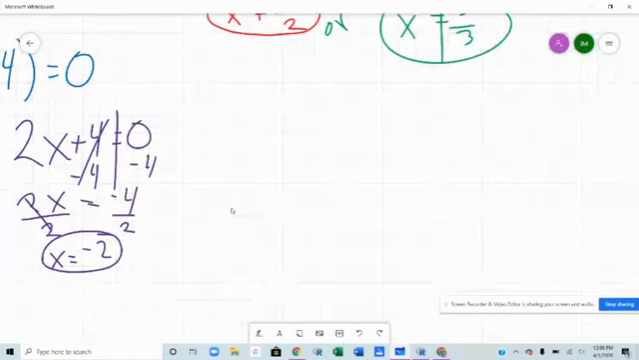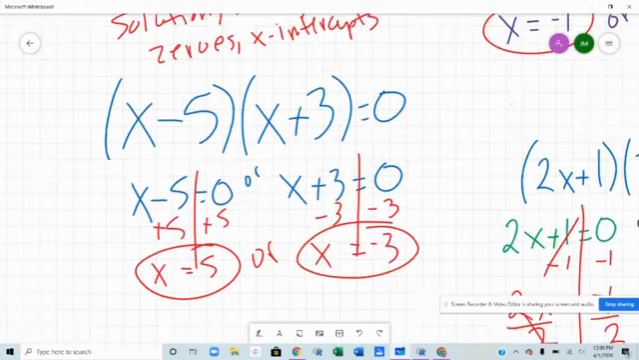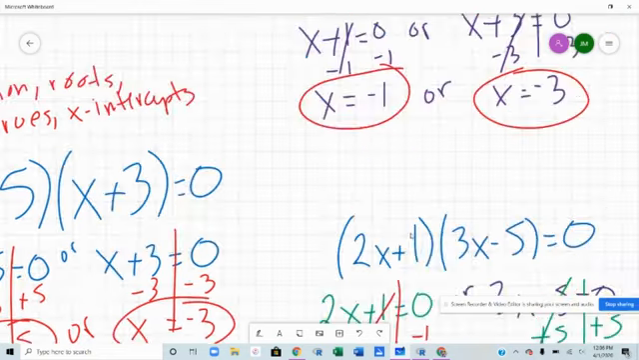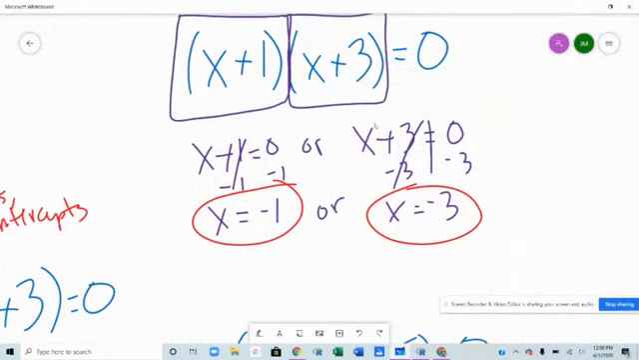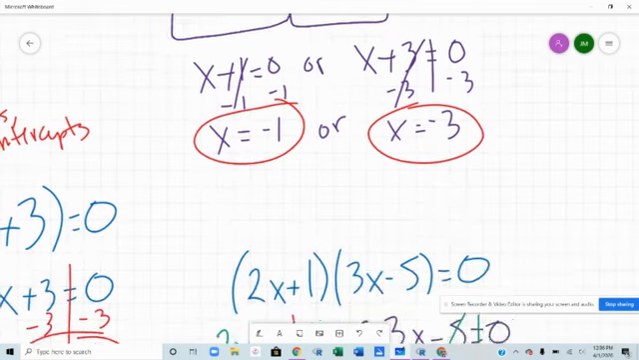Now, one thing I do want to also show you is how all of these is very, very simple, how you should be able to just look at it and find your answers. I had x minus 5. Now my answer is positive 5. I had x plus 3. Now my answer is negative 3. I had x plus 1. Now I have x is negative 1. Plus 3. Now it's negative 3. So if it's just some variable plus or minus some number, it's just the opposite.